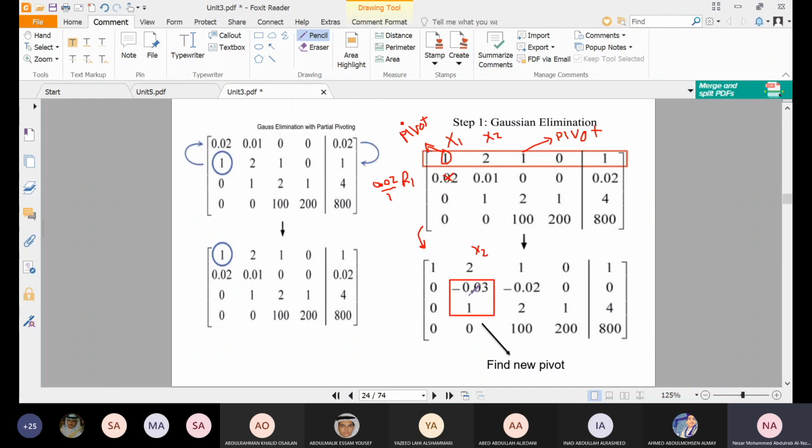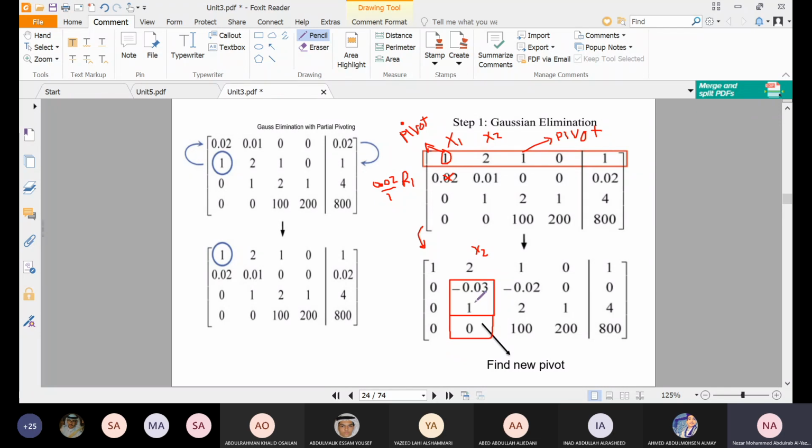Now we're looking for x2. We want to eliminate x2 from the matrix. So we take the comparison in the second column, not the first column. This also should be included, but because it is 0, I take it out. We need to take the magnitude of this one. I have 1 here and this is 0.03.